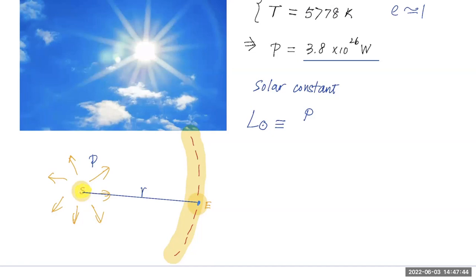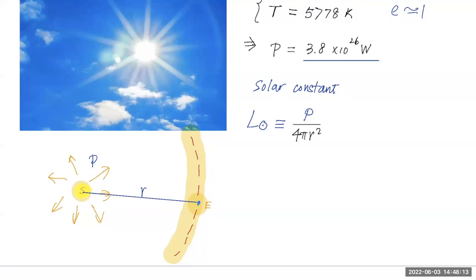And due to symmetry, the power is uniformly distributed over this area. The intensity should be the same. And that is also the intensity that you would receive if you are in the Earth's upper atmosphere. And so you can calculate that by taking the total power output divided by what? By the area of this large sphere, okay, which is 4 pi r squared.